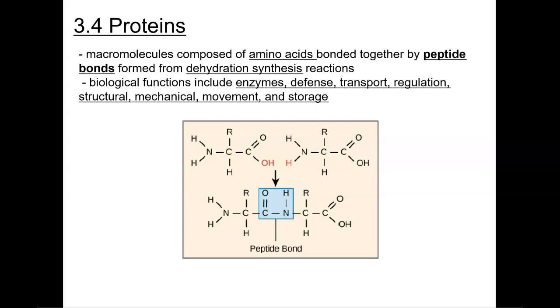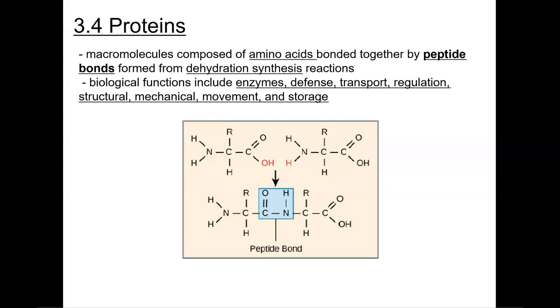Our next macromolecule is going to be proteins. Proteins are going to be composed of amino acids that are bonded together by peptide bonds and formed from dehydration synthesis reactions. So biological functions of these are going to be things such as enzymes. Enzymes are going to allow chemical reactions to occur at, let's say, lower temperatures or with less activation energy needed. Proteins are also important in defense.